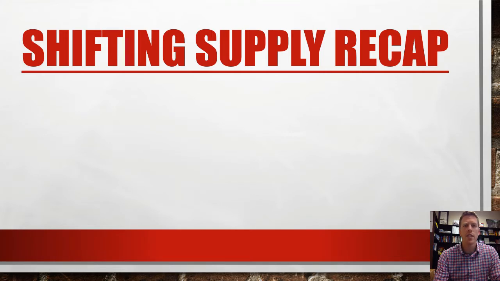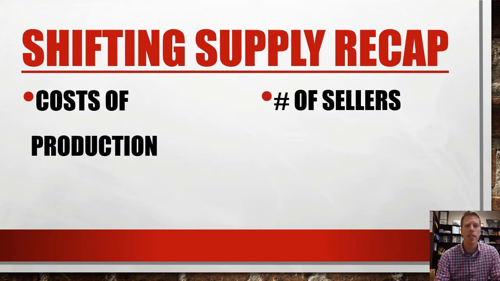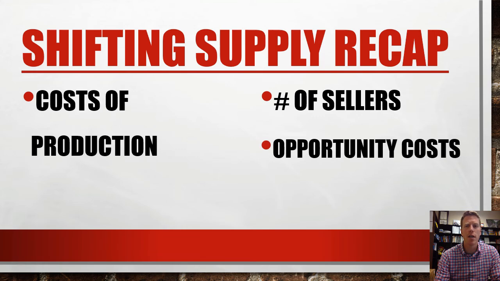All right, so that then gives us our three things that can shift the supply curve. We have the costs of production, the explicit or input cost of production can change our supply curve. The number of sellers in the market can change it. And then also our opportunity costs are a part of our overall economic costs, which are what our supply curve is made of. Our supply curve includes both the explicit cost, the first shifter, and the opportunity cost, the third one here.